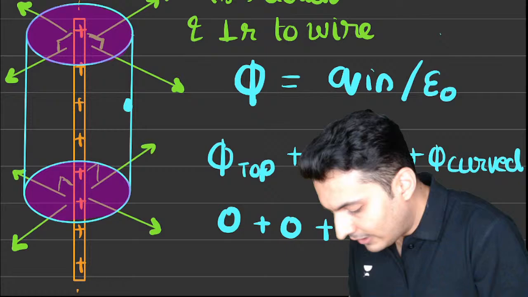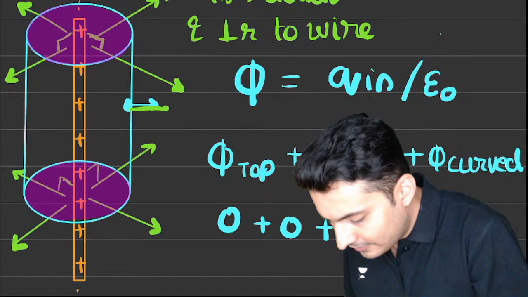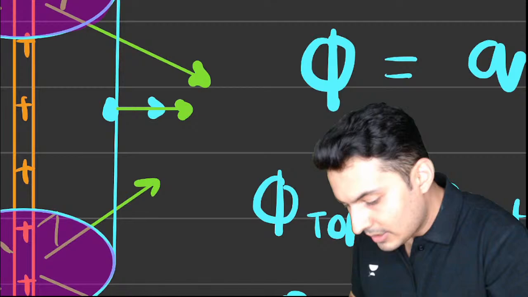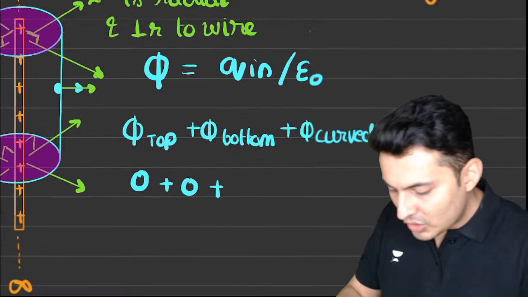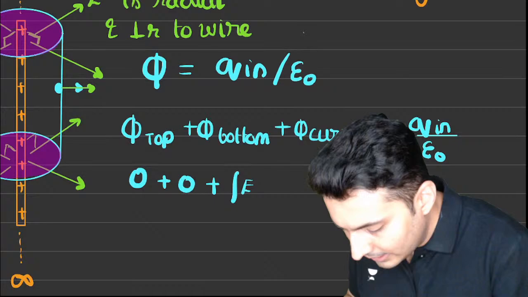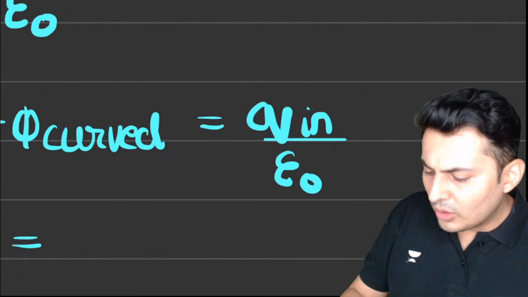You can in fact see that also. If I take an area vector, there is a field which is parallel to that particular area vector. If I take some small surface over here, you can see the area vector and that field are parallel. So I can just say that contribution will be there. Integral electric field dot area is equal to, oh, wait a minute. I did not do anything with the right hand side.